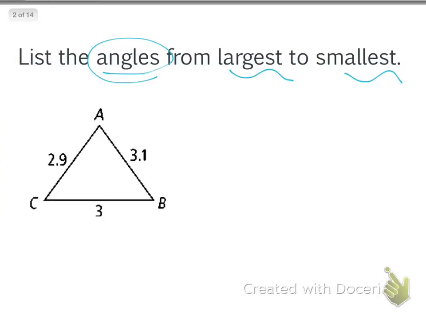So remember, small angle sits across from small side, big angle sits across from big side. So if I'm doing largest, I need my biggest one. So my biggest one is 3.1, and it sits across from angle C, so it should be my largest angle. Okay, if I go down, 3 sits across from A, and then my smallest is 2.9, which sits across from angle B.